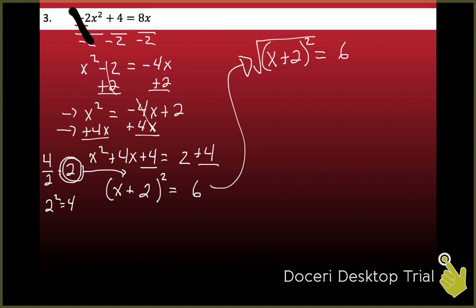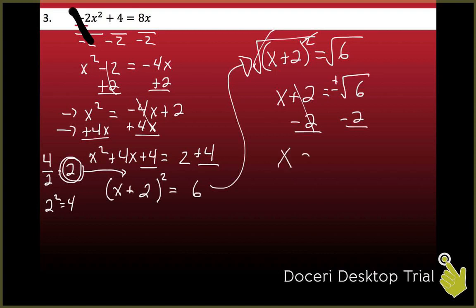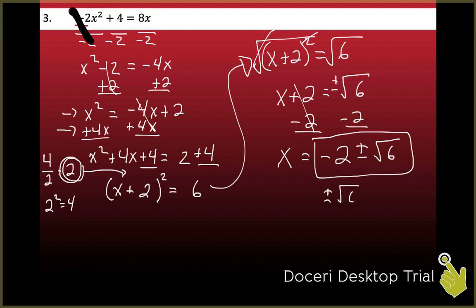I want to take the square root of both sides. Those will cancel and I'll be left with just x plus 2 equals plus or minus the square root of 6. I'm going to subtract 2 from both sides to get x all alone, and my answer will be x equals negative 2 plus or minus the square root of 6 as my final answer. Again, if you didn't switch them around and you had plus or minus radical 6 minus 2, that would be okay as well. But this first one is a little bit better.